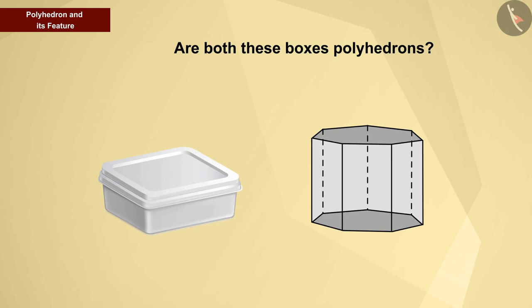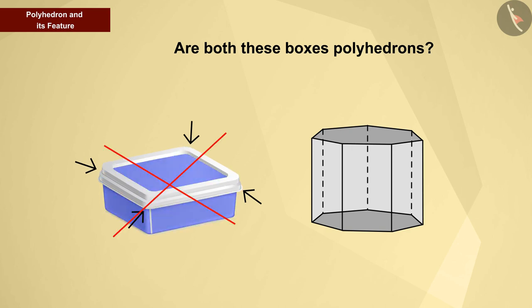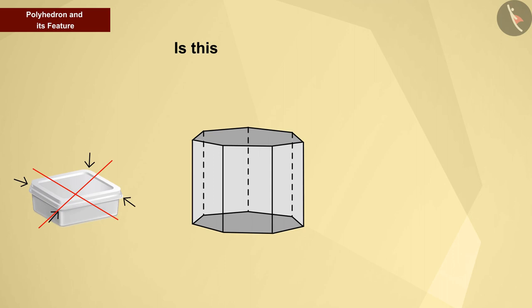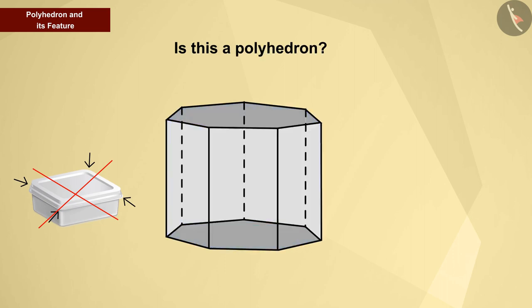As you can see, this box has curved edges. This box is not a polyhedron because its faces are not made up of a combination of flat polygons. Now, look at this second box. Is this a polyhedron? This box is made up of a combination of flat polygons. So, it is a polyhedron.